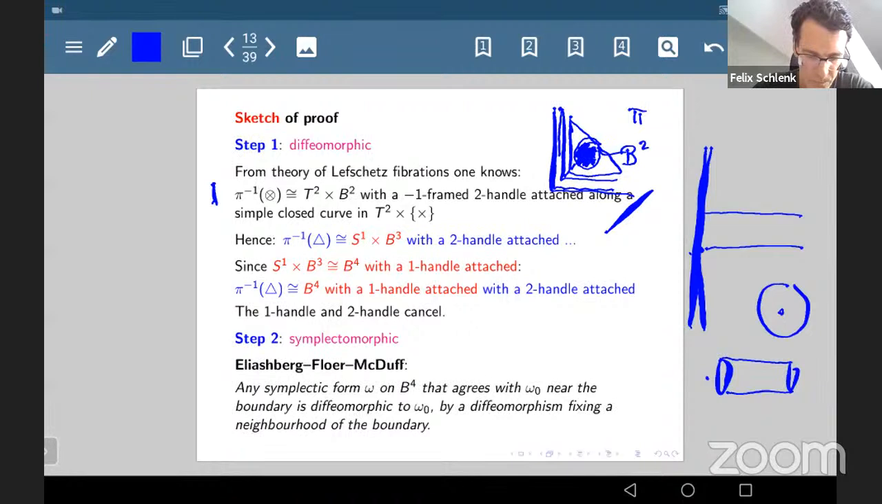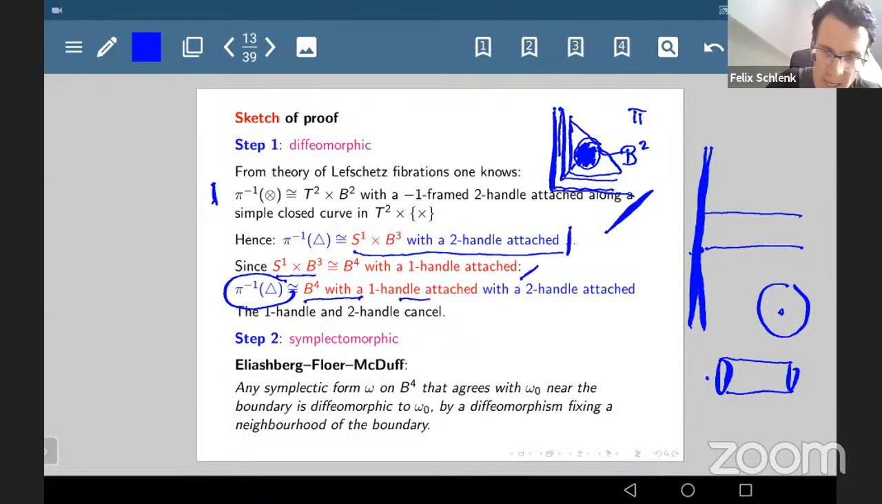So the space we want to understand is S1 cross B3 with a two-handle attached. But now, of course, we write S1 cross the 3-ball as a 4-ball with a one-handle attached. This I also understand. And then we rewrite this identity, and we get that what we want to understand is a 4-ball with a one-handle attached with a two-handle attached.